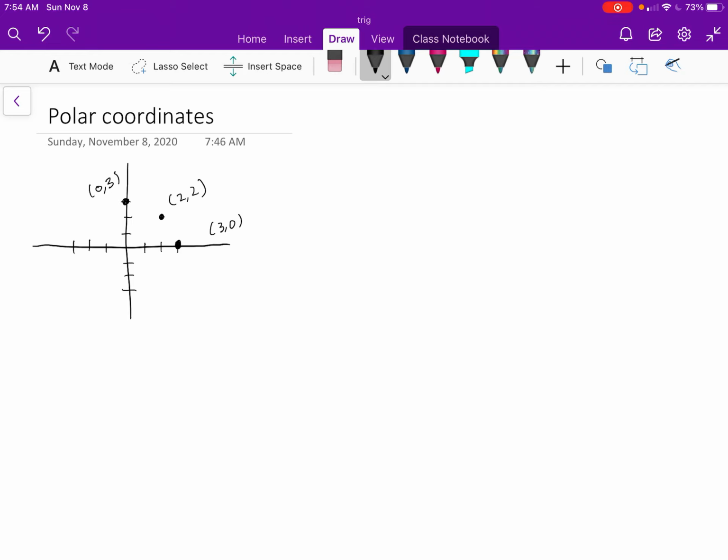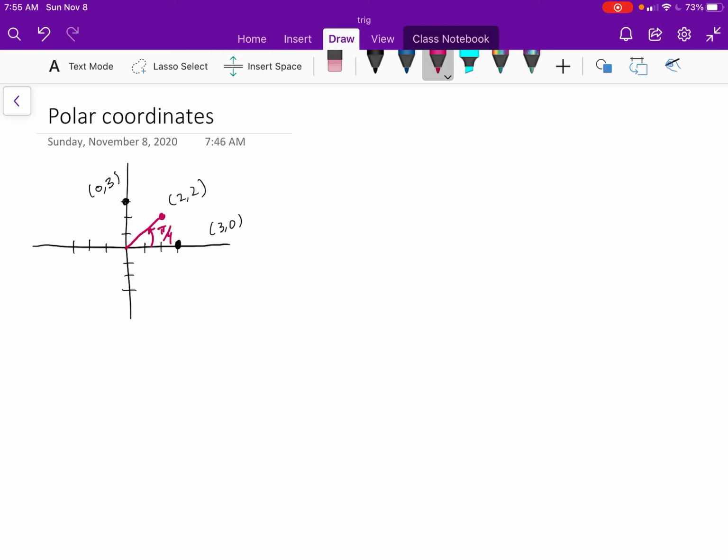How this works though is we're looking at two things. I'm going to tell you an angle that I want you to go, and then I'm going to tell you the distance. So what do I mean? Like, for instance, this point here, (2, 2). I know that the angle to get to that point is pi over 4. It's a 45-degree angle. Now the distance, I don't know off the top of my head. We'll take a look at what that is.